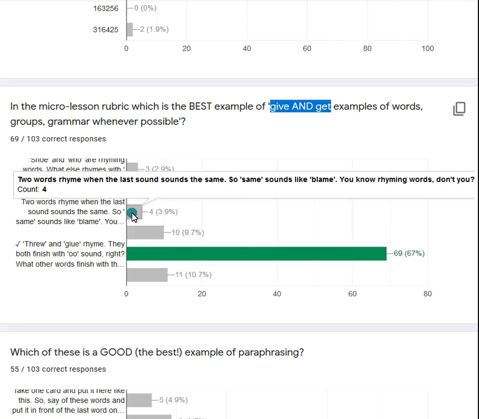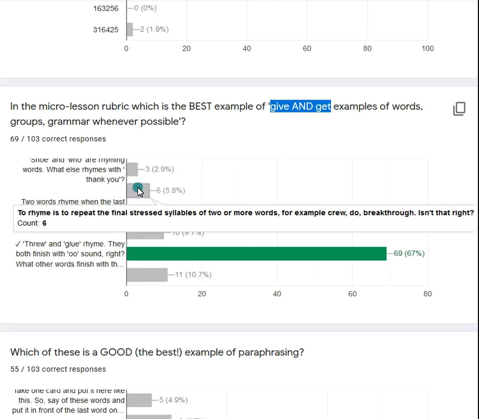You know rhyming words, don't you? Well, that's rhetorical because you're not waiting to get students' responses. They're not giving you an example. So not the best way. To rhyme is to repeat the final stressed syllables. Ooh, tough meta language, not easy. Right? And again, you've got that. Isn't that right? It's rhetorical. You're not asking directly, you're not getting them to give an example. You're just closing them off saying, got it? Like that.